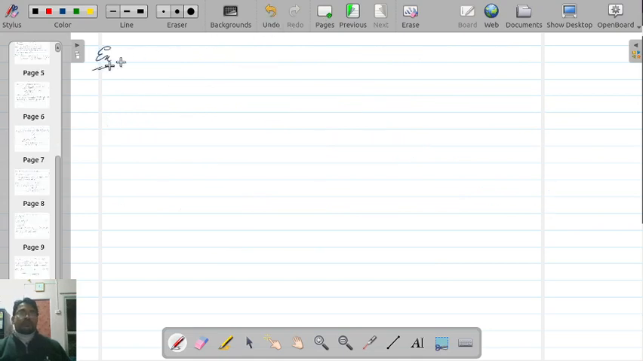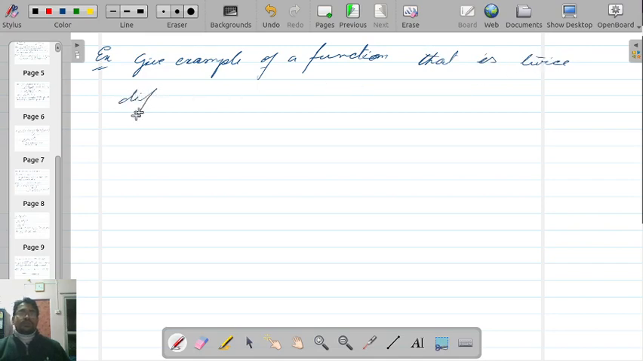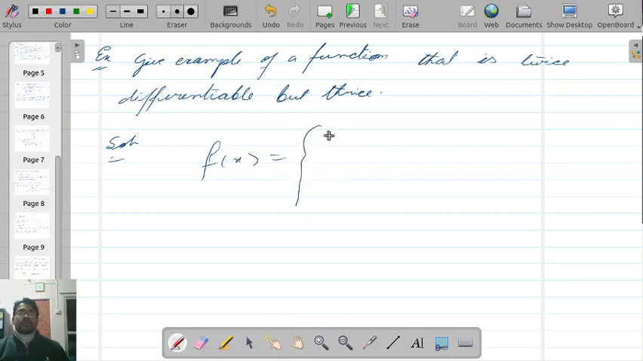Say another example, let's say something like, give an example of a function that is twice differentiable but not 3 times. Twice differentiable, so after differentiating once I can again differentiate once. So twice differentiable but not 3 times, but not thrice. Okay, so that example also is just inspired by mod x. You take f(x) as the function, say something like x cube when x is greater than or equal to 0 and minus x cube when x is less than 0.